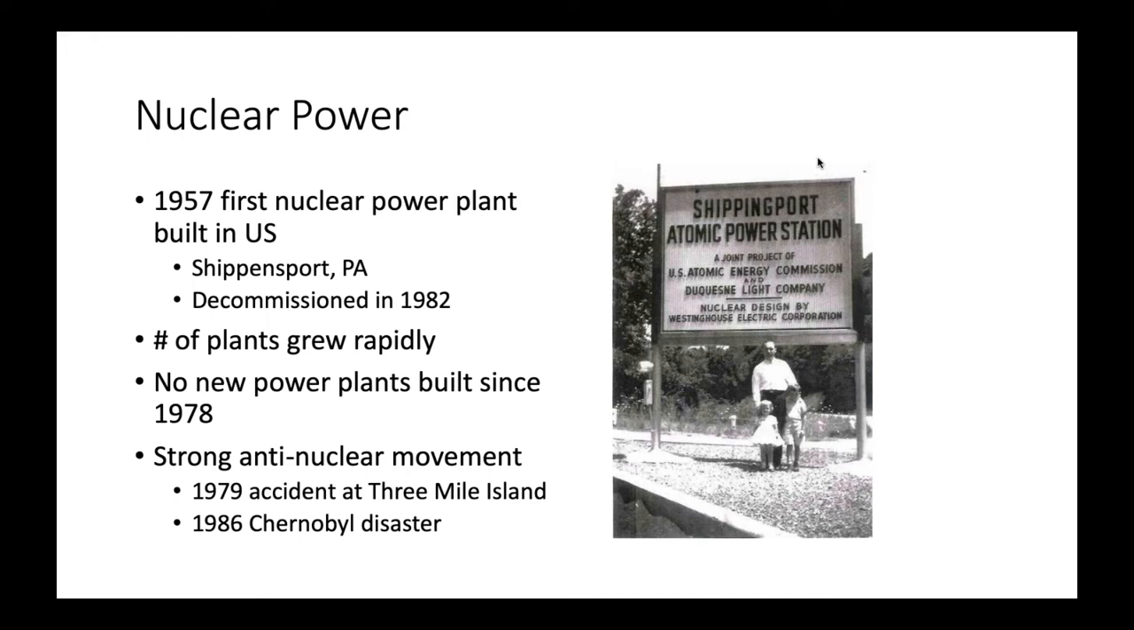Let's talk a little bit about what can go wrong sometimes. The first commercial nuclear power plant in the United States was built in 1957, commissioned in Shippingport, Pennsylvania. It operated until 1982. From there until 1973, the number of plants in the United States grew very quickly.